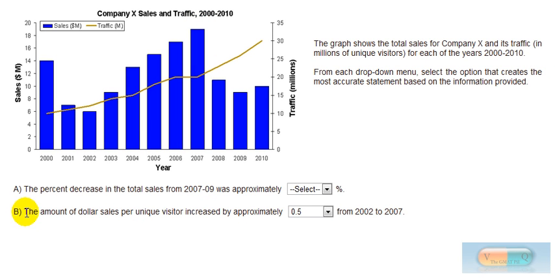Again, in part B, you're basically told to compare the ratio of the dollar sales, which is the blue bar, over the unique visitors, which is basically the traffic, in the brown line. And the important distinction here was that the blue bar corresponds with the left axis, the brown line corresponds with the right axis. So you have to divide one by the other, and the numbers are different. It turns out that your change is basically going from 50 cents to $1. So the increase is 50 cents. You mark that as your final answer.